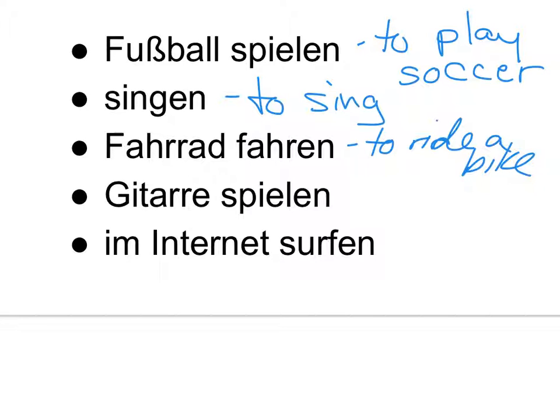How about the next one? Try that. Gitarre spielen. Oh, come on. Gitarre spielen. What's it mean? Play guitar. To play guitar. Yep, note the spelling difference.